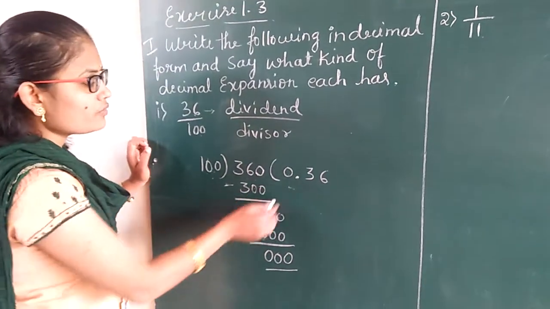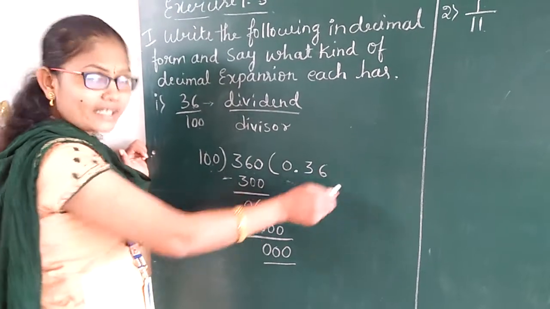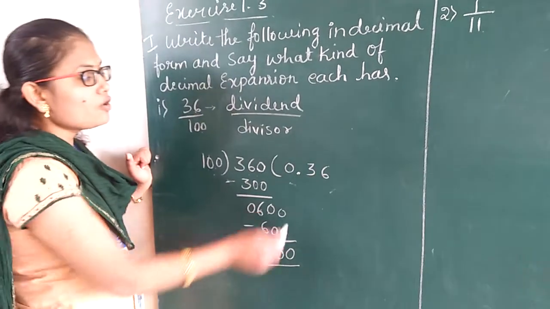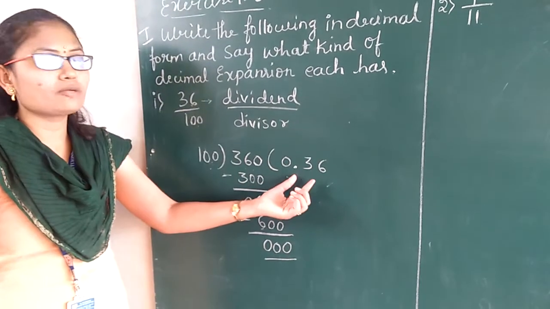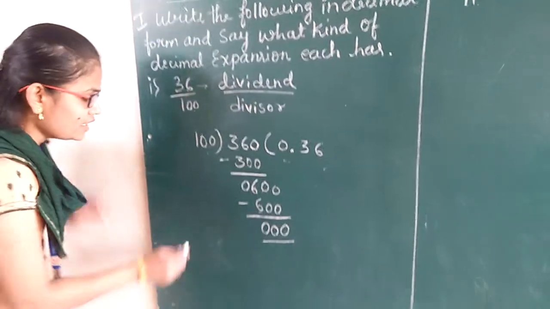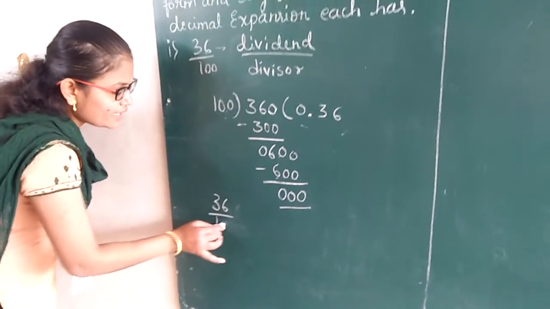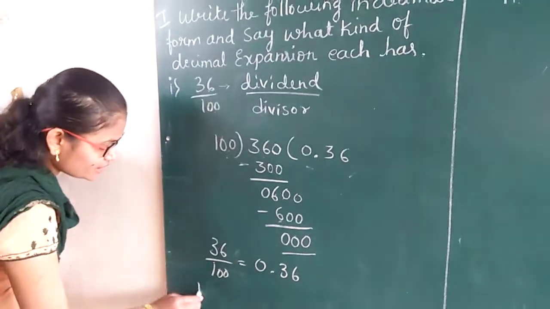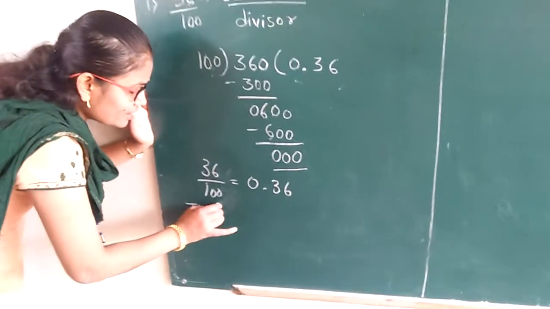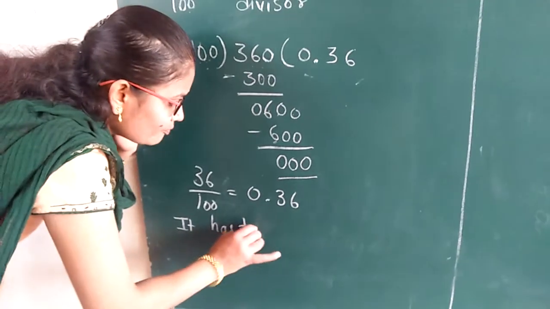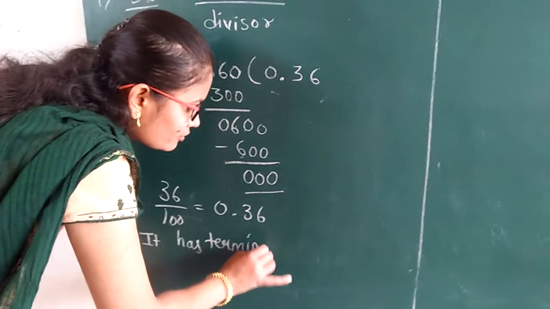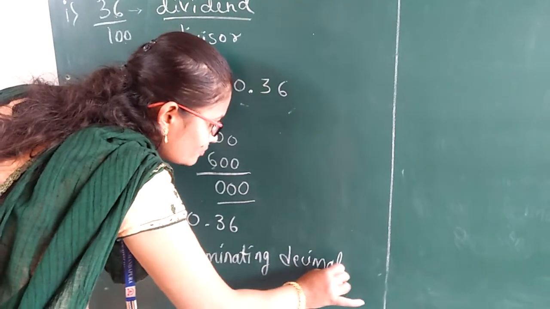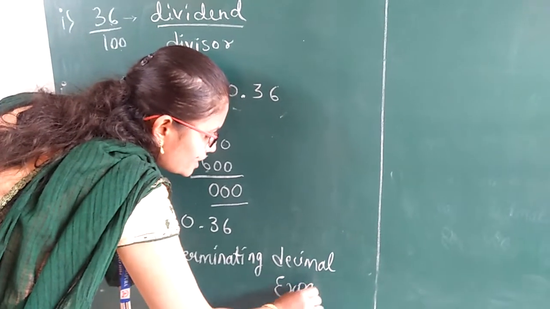Now what quotient did you get? 0.36. Now what type of decimal expansion does it have? It has an end. So we call that a quotient that has an end. So we can say that it is a terminating decimal expansion. 36 divided by 100 has a terminating decimal expansion.